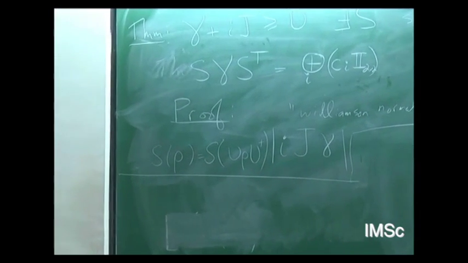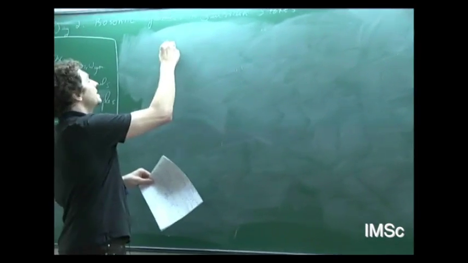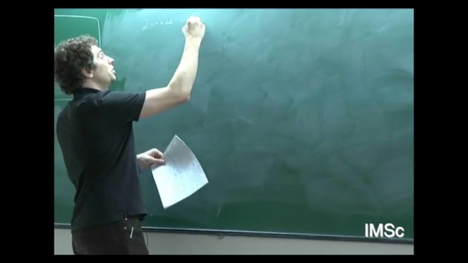Okay, so now I want to give an example of a two-mode state. We've had some examples of one-mode states. I'll give an example of a two-mode state. It's called a two-mode squeezed state. It's a pure state.